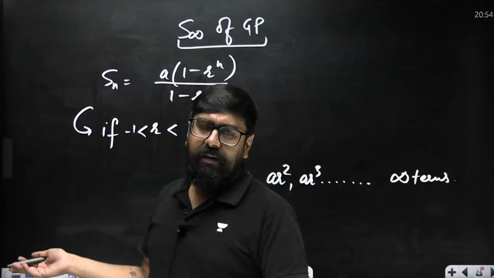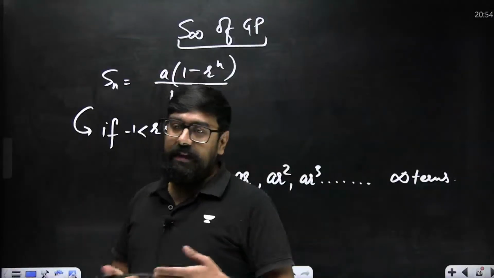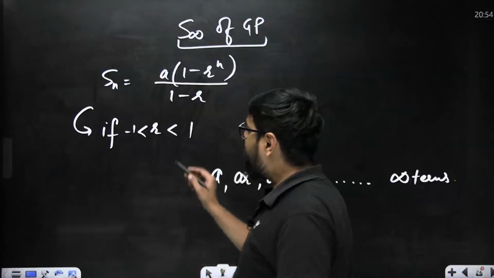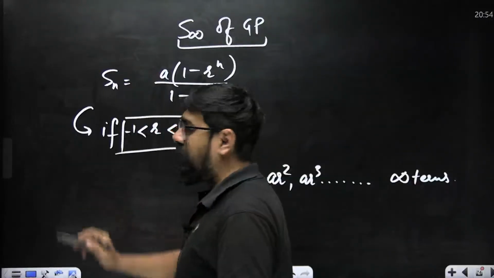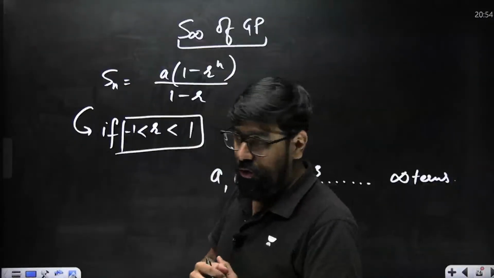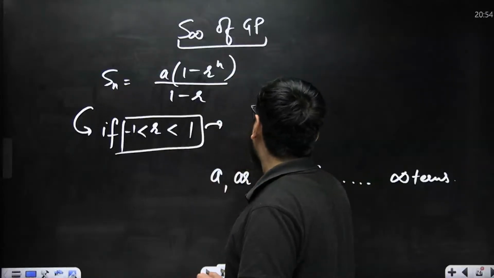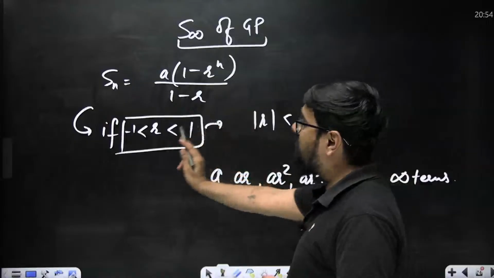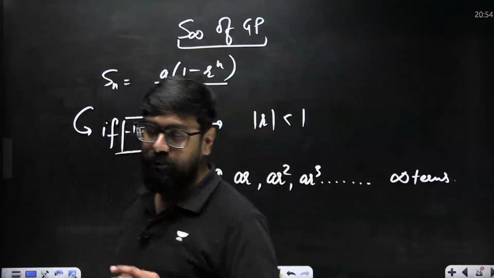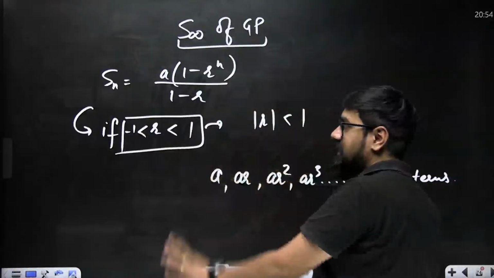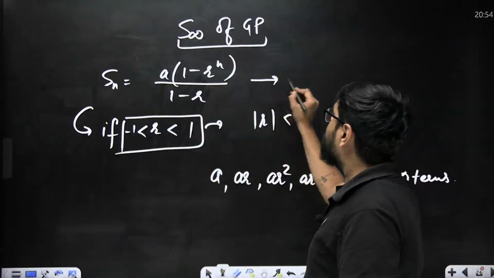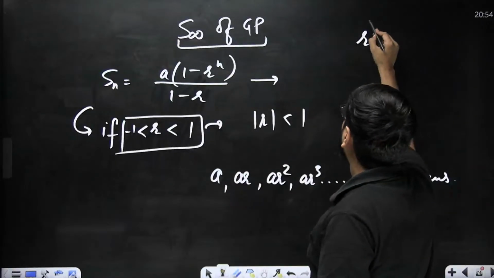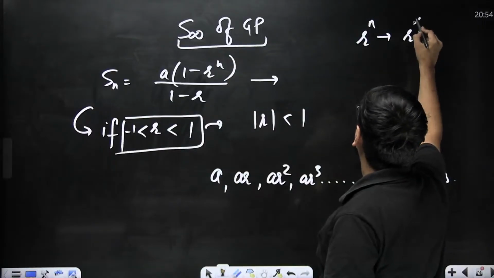If R is 1, then sum will be infinite. Obviously, sum will be infinite. Only if your R is between -1 and 1. That means R is small. Or we can write it as mod of R is less than 1. Mod of R is less than 1 means R is between -1 and 1. This is the same thing. In that case, what happens is, this R to the power n becomes R to the power infinity.